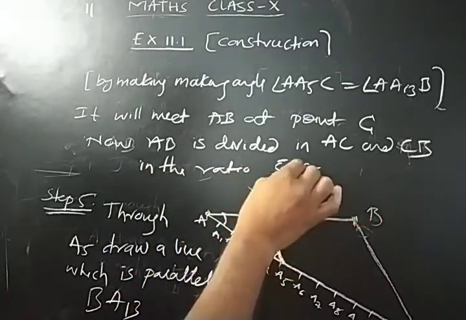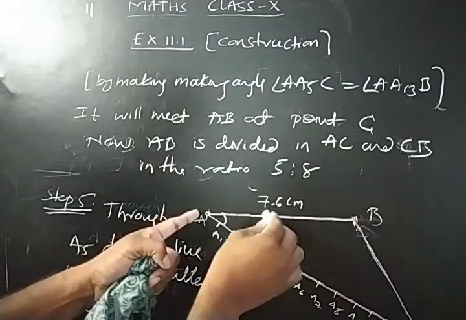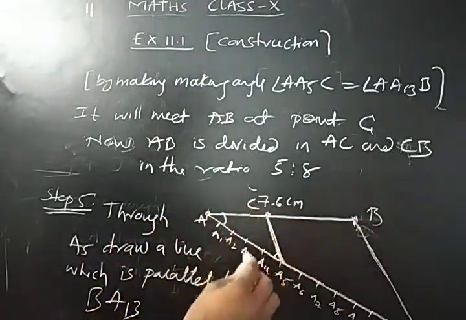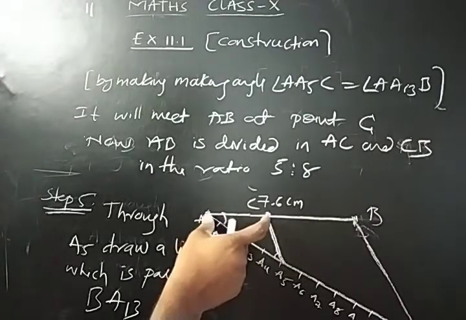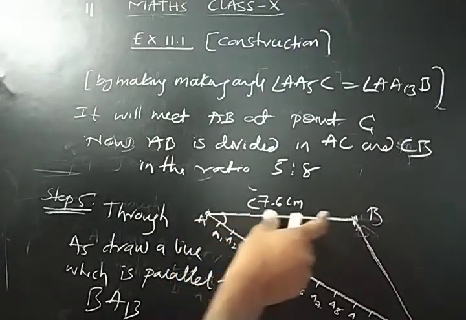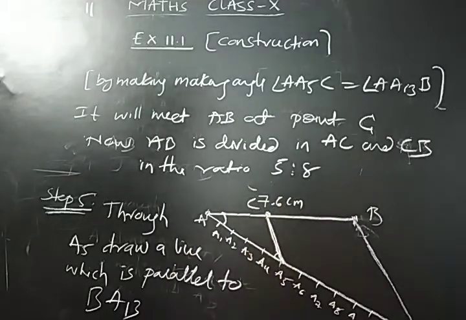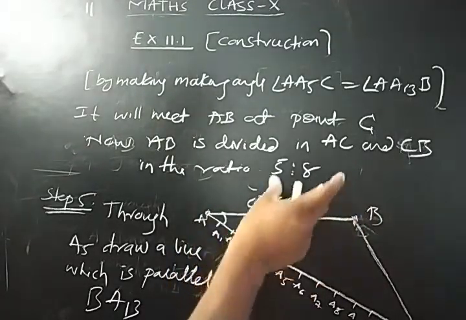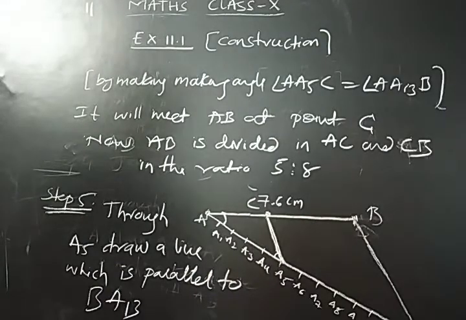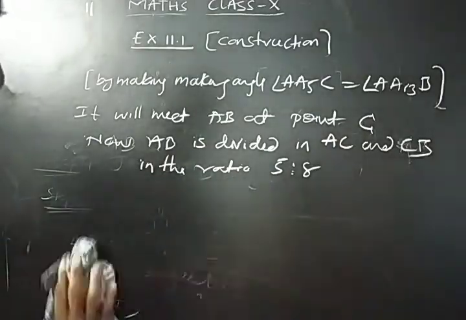5:8. Now this point, denote it as C. If you measure AC and CB and divide, you will get the 5/8 ratio. Okay. Now we divided the line segment by the construction. Now we have to justify it. Now justification.